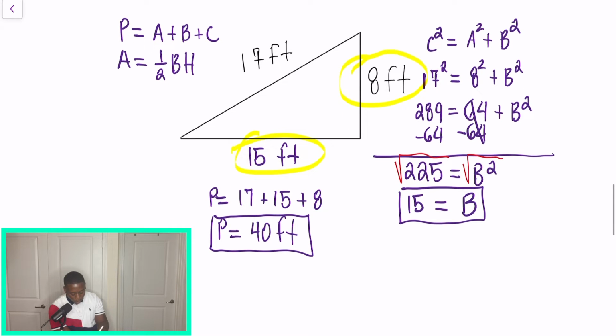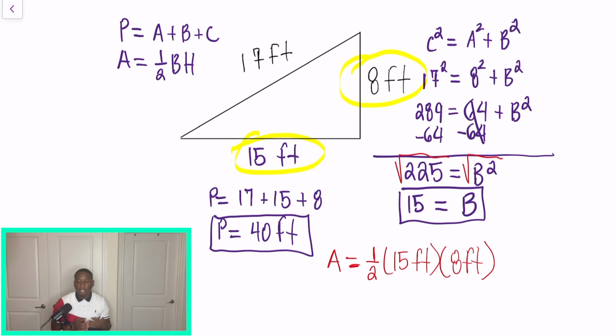So now what we're going to do is solve in red. So area is equal to 1/2 of 15 feet multiplied by 8 feet. And the reason I included the units, feet, in there is because I want you guys to remember, hey, when we get our final answer, it should be feet squared, okay? Because some teachers may take points off if you get the unit wrong, okay?